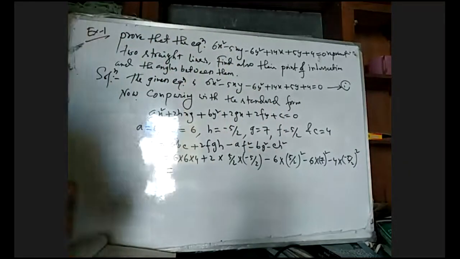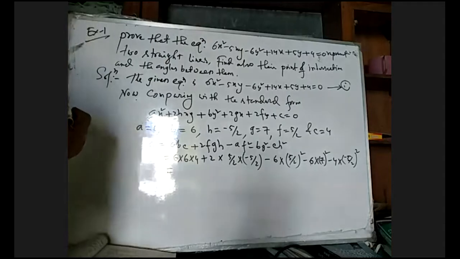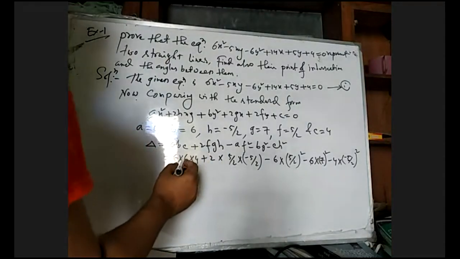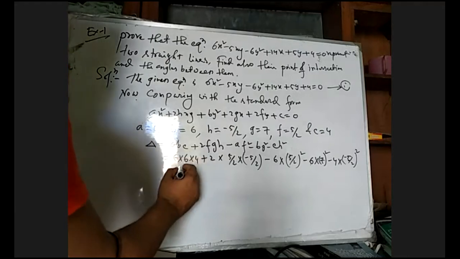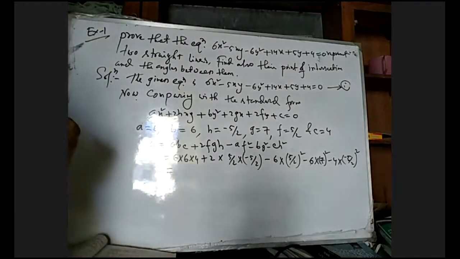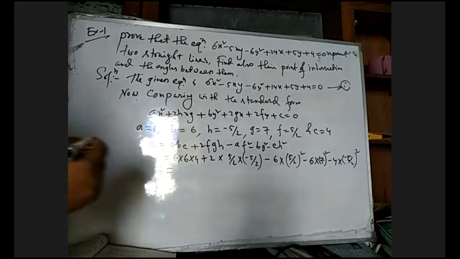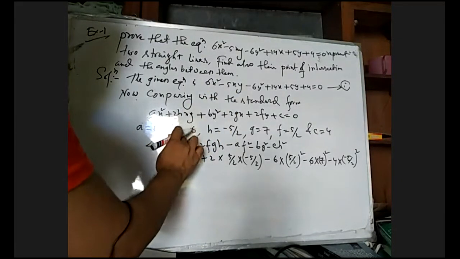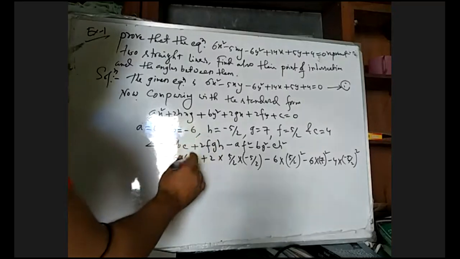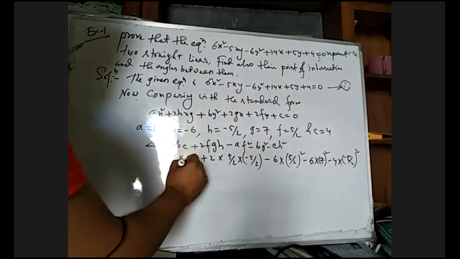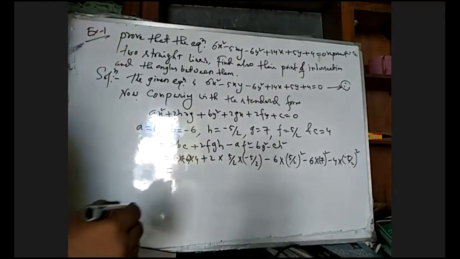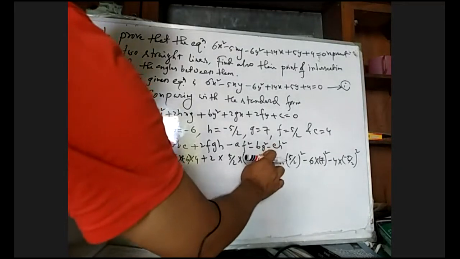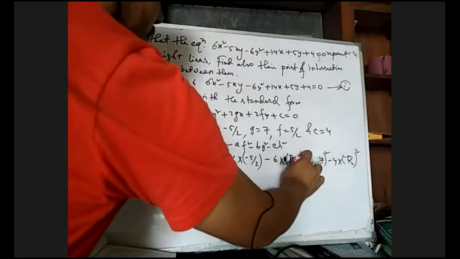After simplifying, we get the value, what will be the value? So here B equals to minus 6. Yes, there is a mistake. B equals to minus 6. Remember it. B equals to minus 6.